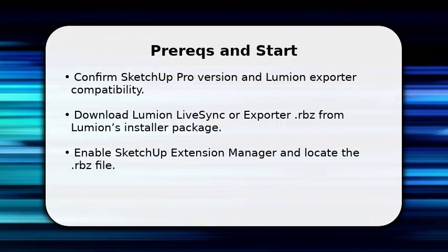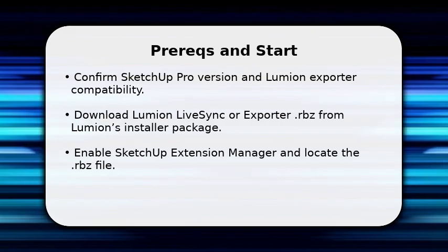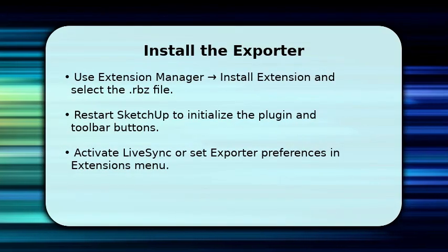This is where you add the file. Make sure you have admin rights so installation can write needed files, and keep the downloaded RBZ in an easier-to-find folder. Now install the exporter. Choose Extension Manager, click Install Extension, and pick the RBZ you downloaded.